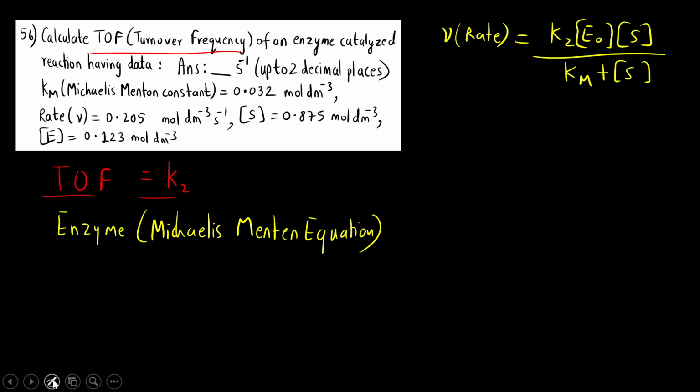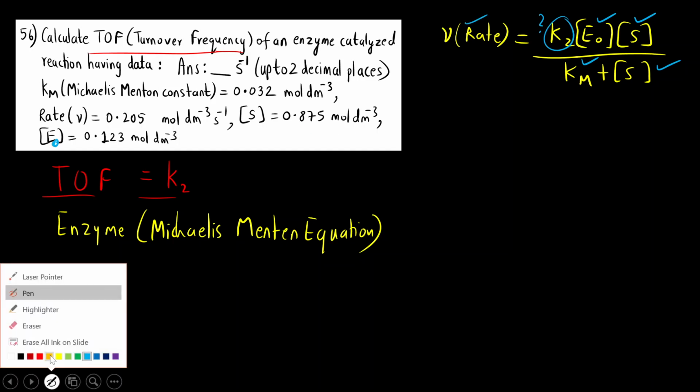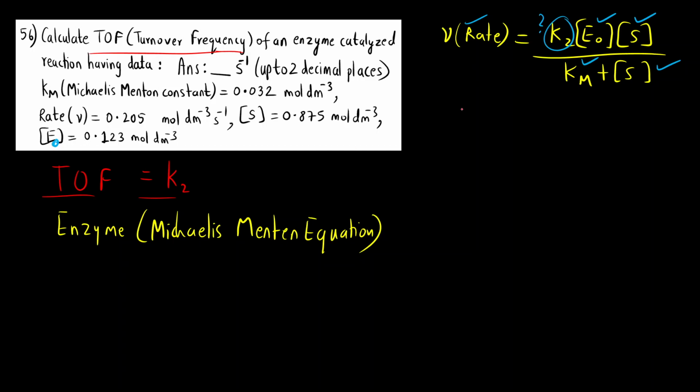What we have to find out is K2. E naught is given, S is given, Km is given. E naught or E, both are the same, the enzyme concentration. Rate is also given. Substitute everything and find out the answer. So K2 will be how much?